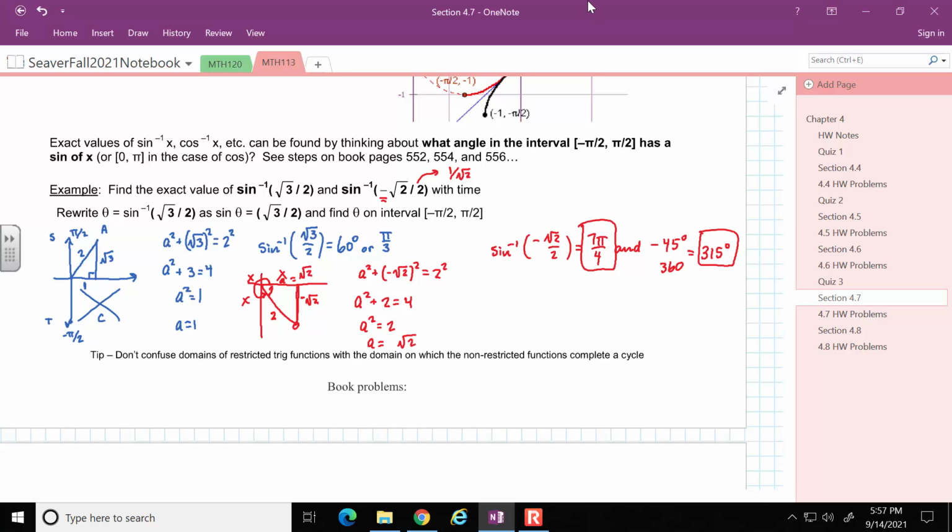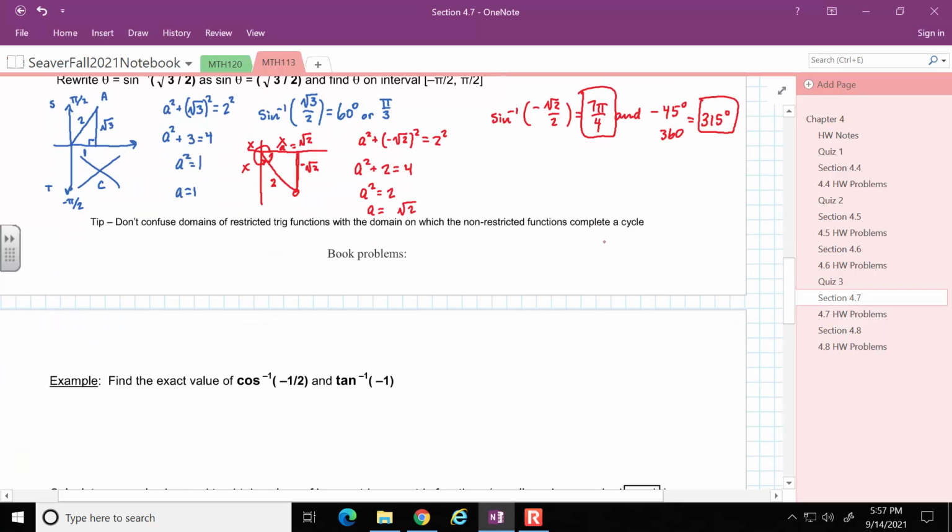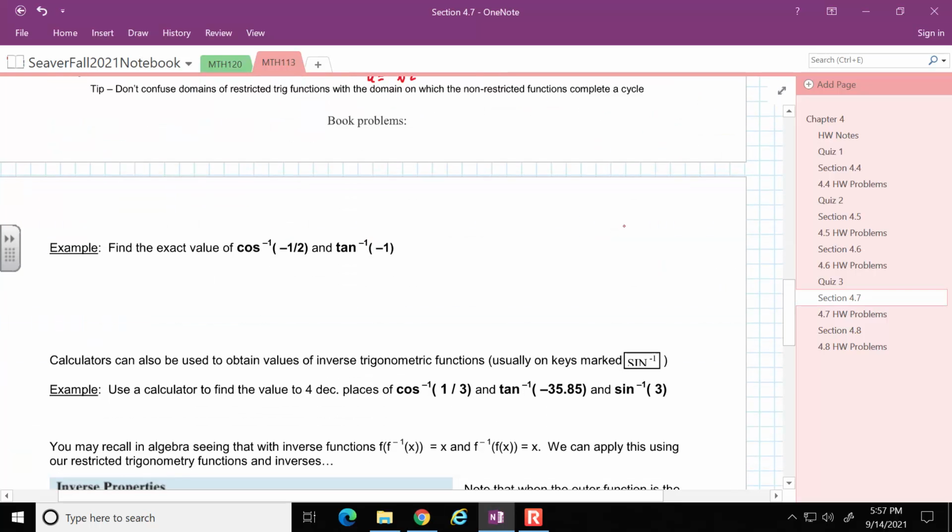Okay, so let's just keep going with this here. Find the exact value of the inverse cosine of negative 1/2 and inverse tangent of negative 1. So it's kind of a similar process. Cosine's a little bit different though, right? I'm going to come into my cosine graph and I'm saying, all right, it's going to be negative, and between 0 and pi is where that angle has to lie. It's positive over here, so I'm not going to be in that quadrant.